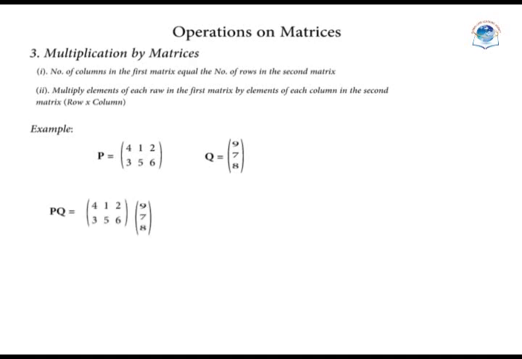We multiply rows of the first matrix by the column of the second matrix. So we have 4 times 9 plus 1 times 7 plus 2 times 8. And then we have 3 times 9 plus 5 times 7 plus 6 times 8. That gives us 59 and 110. Q times P is not possible because Q has 1 column and P has 2 rows.